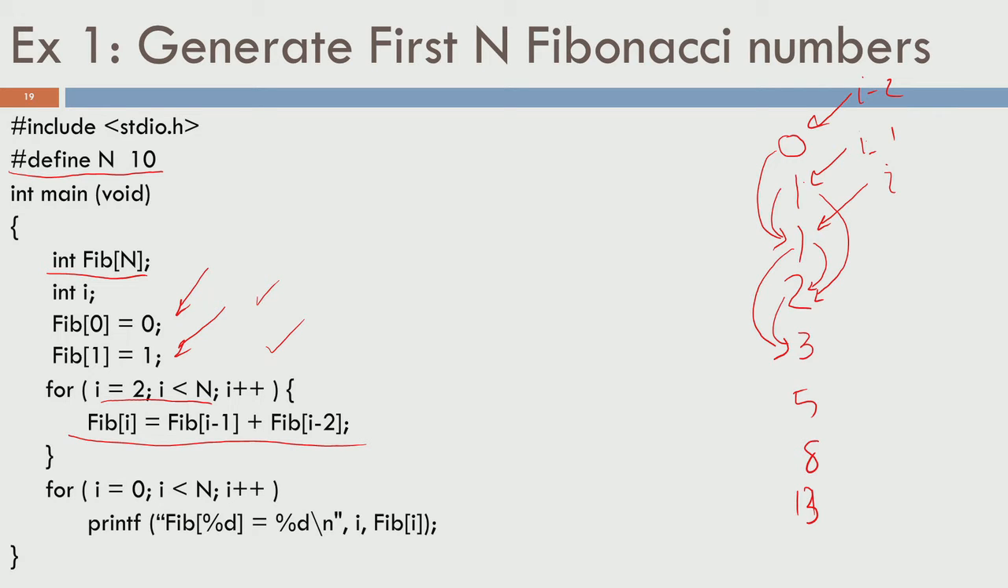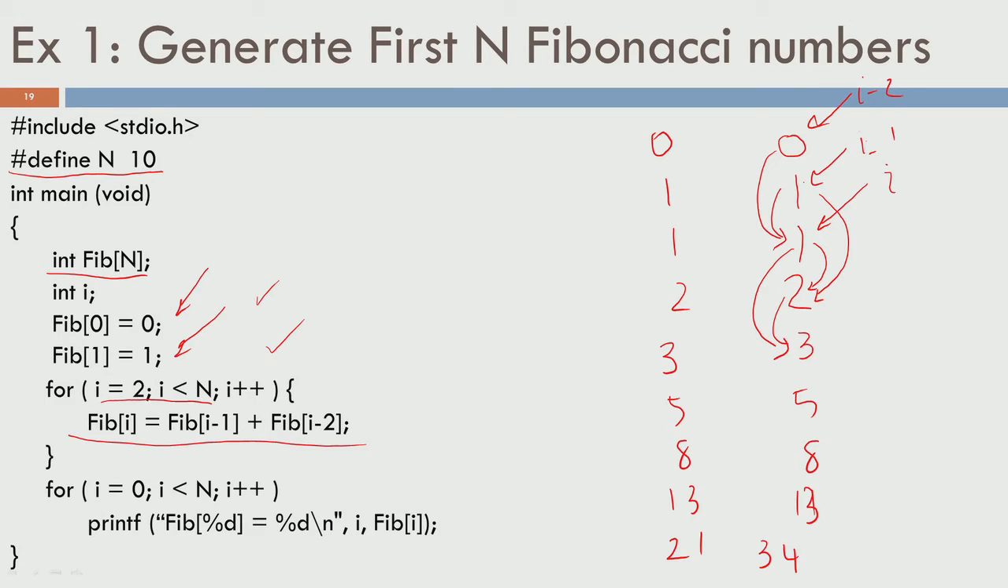So, at the end of the loop you will have numbers of this form: 0, 1, 1, 2, 3, 5, 8, 13, 21 and 34. That gives us the first 10 values of the Fibonacci series. So, you will see the array fib filled up from 0 to 34, and you can print them here.